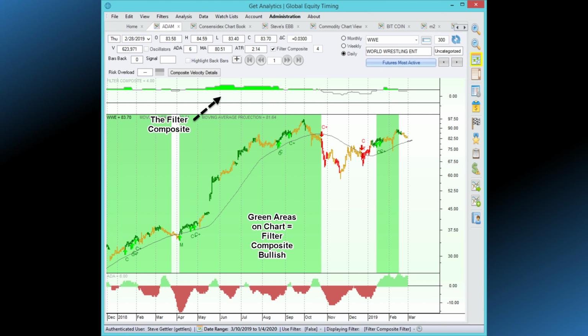Notice that this particular filter composite came back to bullish over in this zone as well, but the signals did not work as well, and that's important to know because, after all, nothing is perfect. It only stacks the odds in our favor. It only gives the probabilities in our favor. It does not guarantee anything other than that the probabilities are in our favor, and that's about all we can ask for on any particular trade.